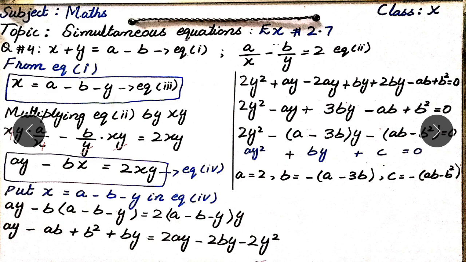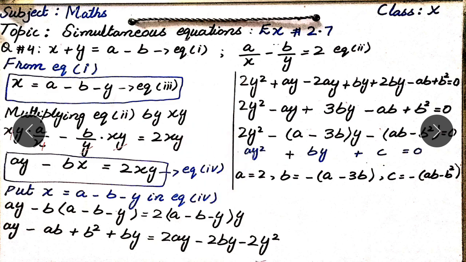So, or we can multiply every term with x and y in order to eliminate the denominator. Here we are multiplying equation number 2 with x and y. When it is done, x is cancelled and ay is left, and here y is cancelled, so bx is left, and here we will have 2xy. Now you can see that the fraction is eliminated, and this will be equation number 4.